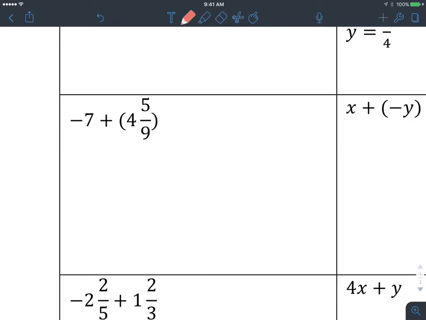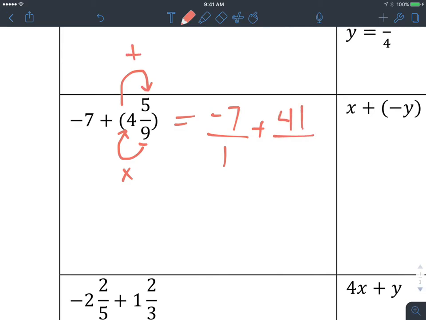So this -7 is going to turn into a -7 over 1, because that's still going to keep the same value. -7 divided by 1 is still -7. And then this 4 and 5 over 9, we're going to take the 9, multiply it by 4, which gives us 36, and we're going to add 36 to 5, which is going to give us 41. And we're going to keep over the same denominator, which was 9.